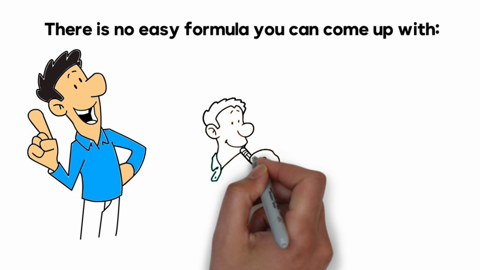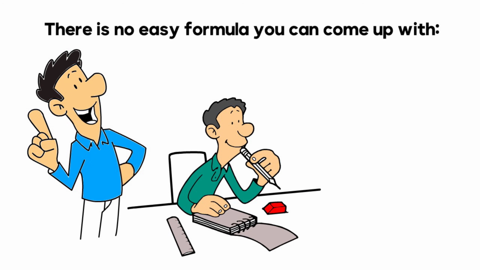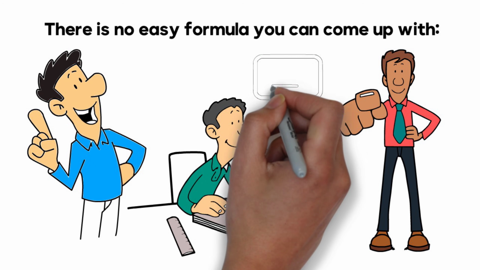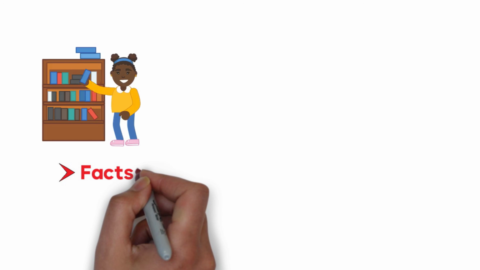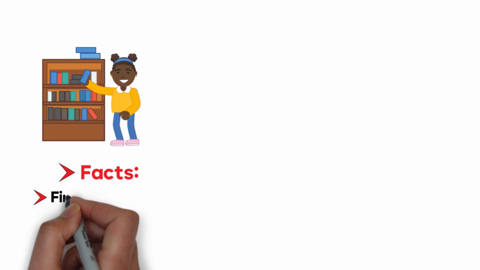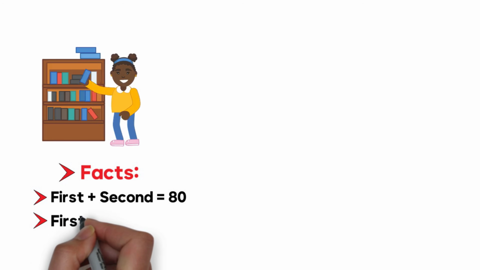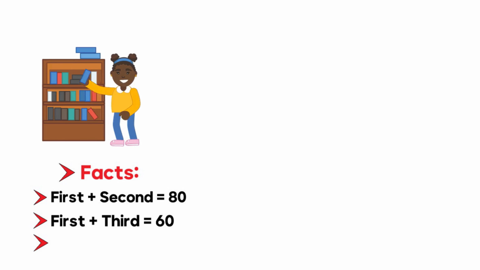Maybe you're different, at least this is how it was in my case. So if you can come up with the formula, please make sure to post it in the comment section of this video. But what I did, I started looking at the facts. And the facts are that on the first and second bookshelves, we have 80 books. On the first and third bookshelf, we have 60. On the second and third, we have 40.